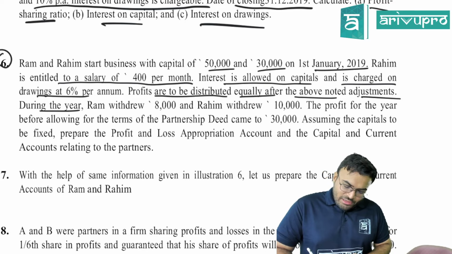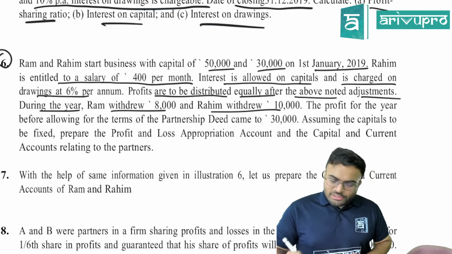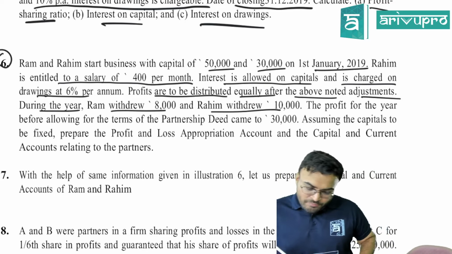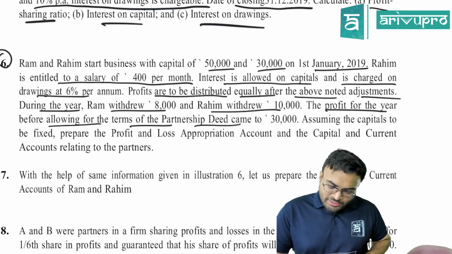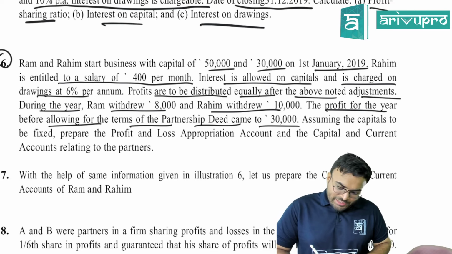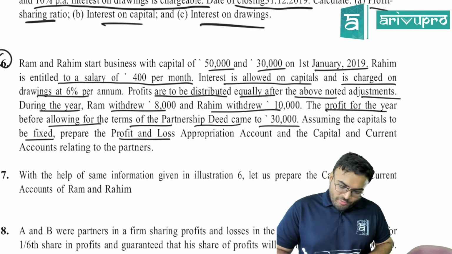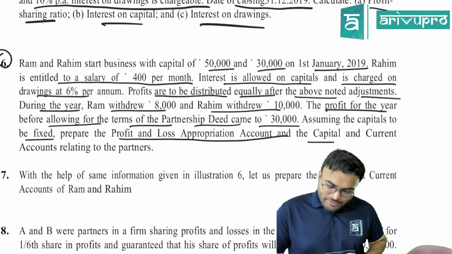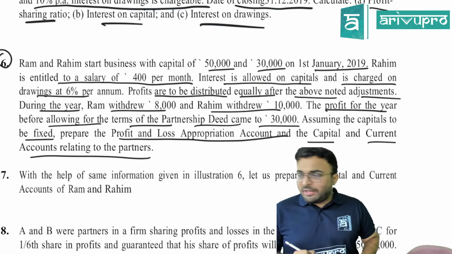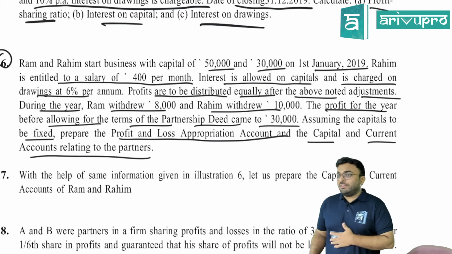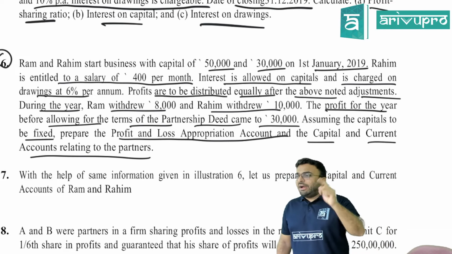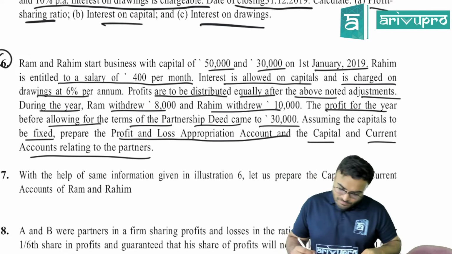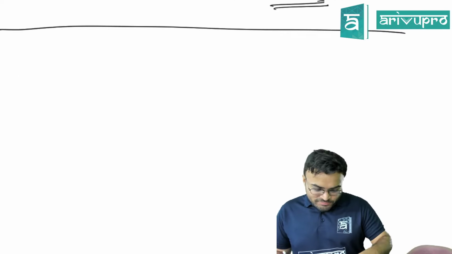During the year, Ram withdrew 8,000, Rahim withdrew 10,000. The profit for the year before allowing the terms of partnership deed came to 30,000. Assuming that capitals are fixed, prepare the profit and loss appropriation account, partners' capital accounts and partners' current accounts. Only that much.